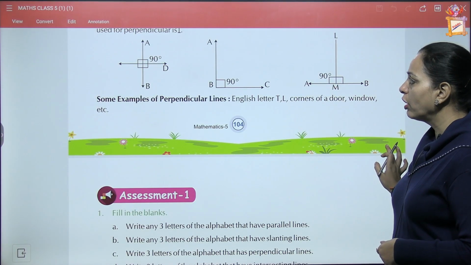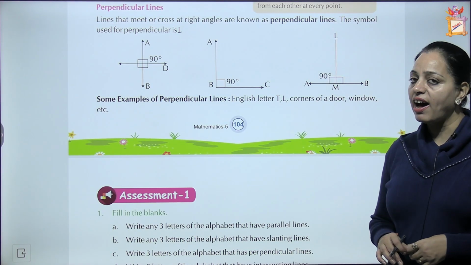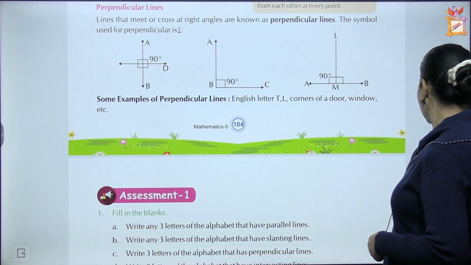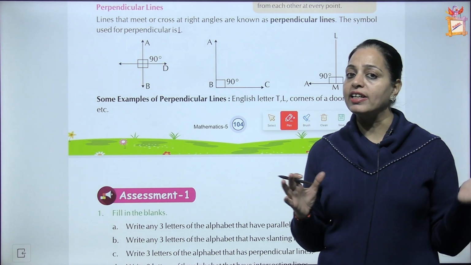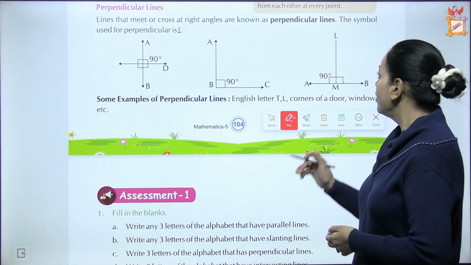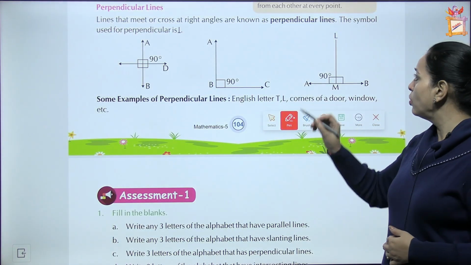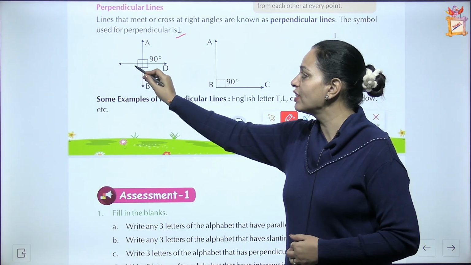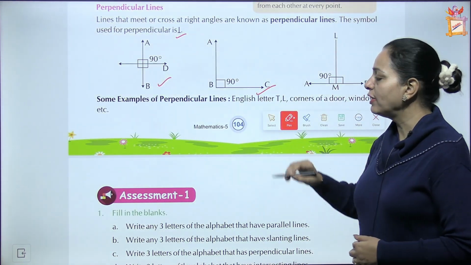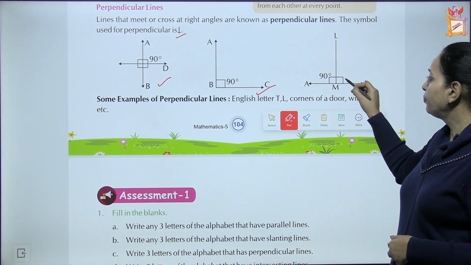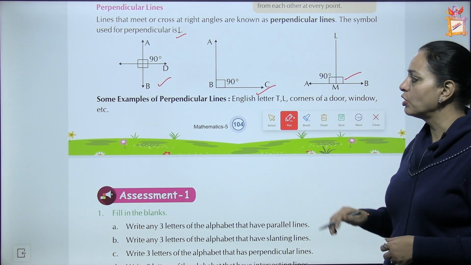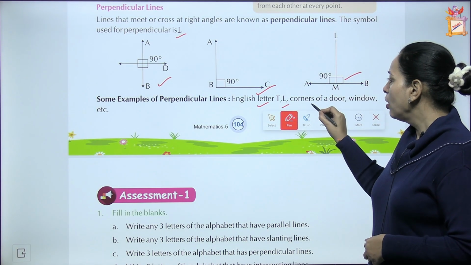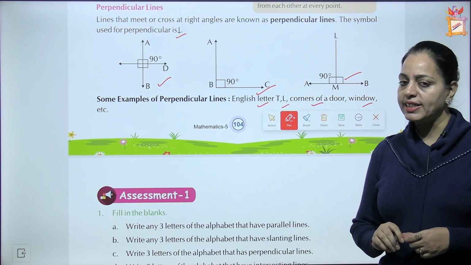Now next we are talking about perpendicular lines. Lines that meet or cross at right angles are known as perpendicular lines. When two lines make 90 degrees with each other, those lines are perpendicular. The symbol used for perpendicular is this one. Like this, you can see AB is perpendicular to BC. Here ML is perpendicular to AB. Some examples are the English letters T and L, corners of a door, window, etc.